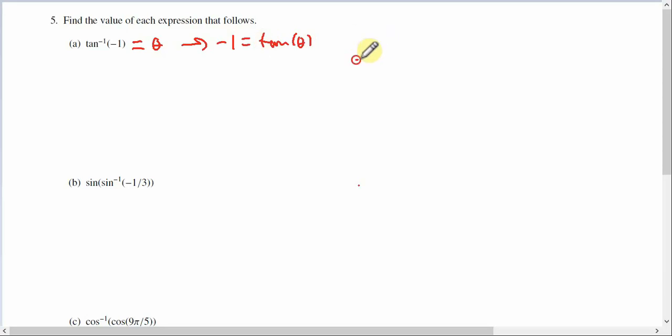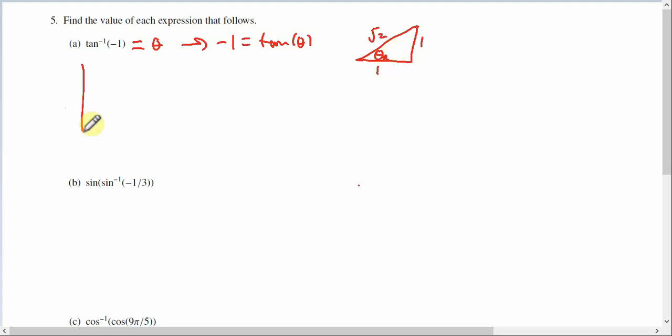And since I'm dealing with tangent, I can quickly draw a triangle where the opposite and the adjacent are both 1, because this is opposite over adjacent. This is actually not for theta, but for its reference angle. That way I don't have to mess with the negative sign at this point. Then this third side would be square root of 2. Well, that tells me the reference angle is pi over 4.